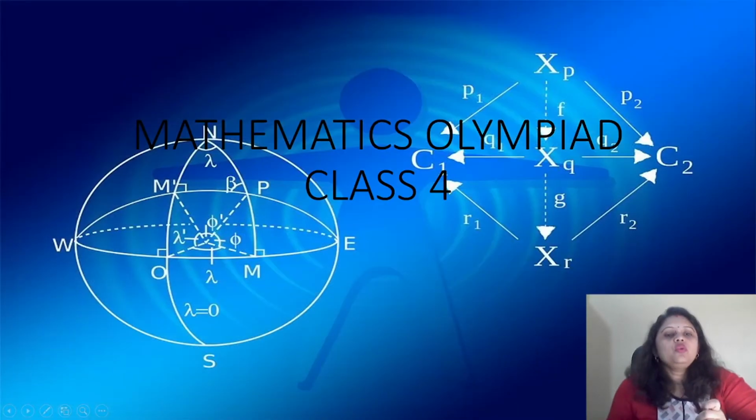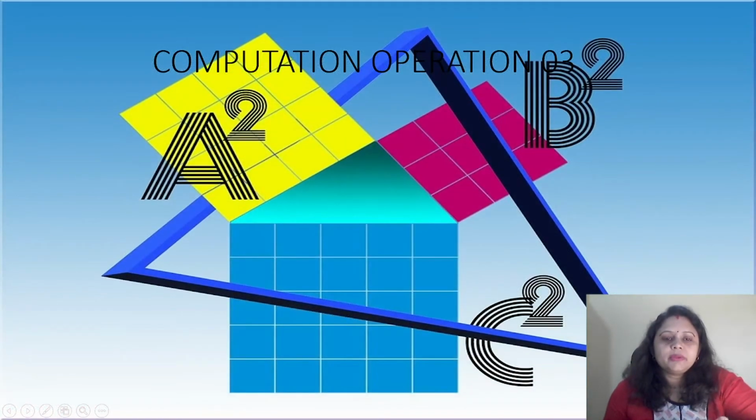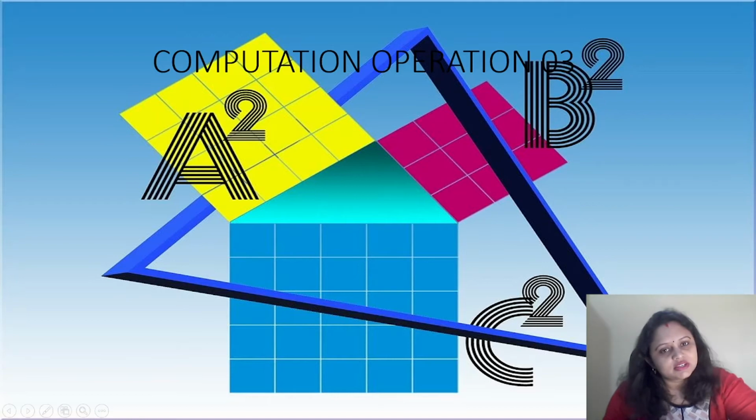Today we are going to read for Mathematics Olympiad. We have already started the chapter, computation operation, and already we have taken 2 classes. Today is the third class of the chapter. We have already discussed many questions, and today we are going to discuss some more questions. Shall we start now?